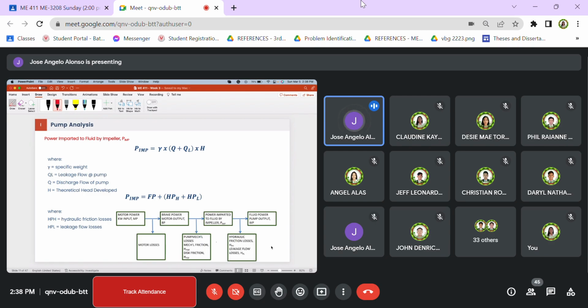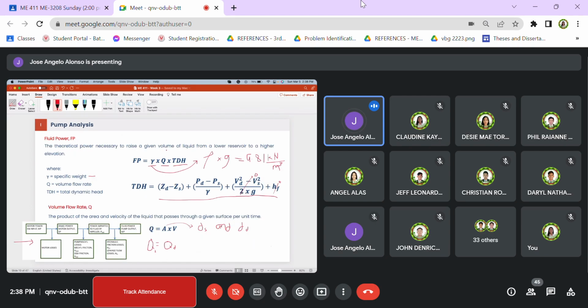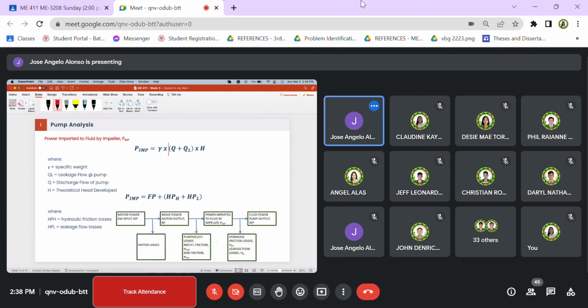So next is what we call the power imparted to fluid by the impeller. So equation niya almost the same lang naman kay fluid power. Yun nga lang, nadagdagan tayo ng additional details here, which is what we call the discharge flow of the pump. Kung i-recall natin, si fluid power is equivalent to specific weight multiplied by the actual volume flow rate multiplied by total dynamic head. Dito, mag-a-add tayo ng leakage flow ng pump dun sa discharge flow or actual flow ng pump. So kapag inalis natin to, si leakage flow ng pump equivalent to kay fluid power.